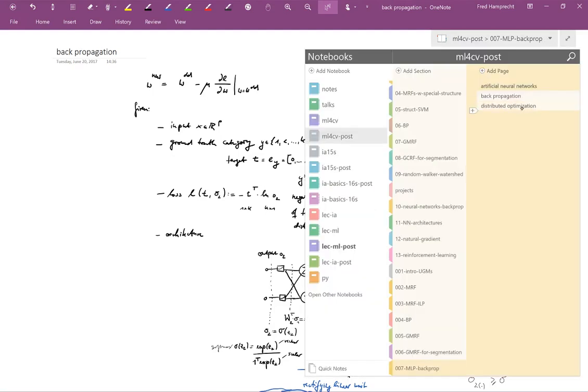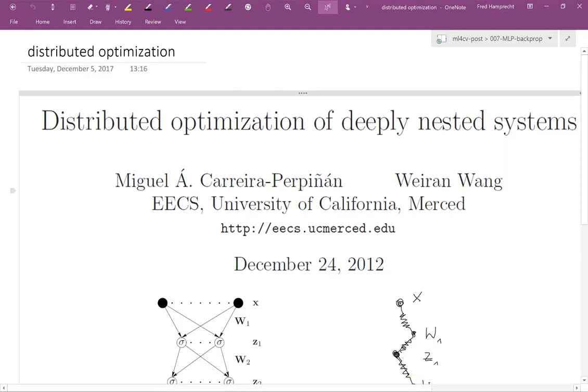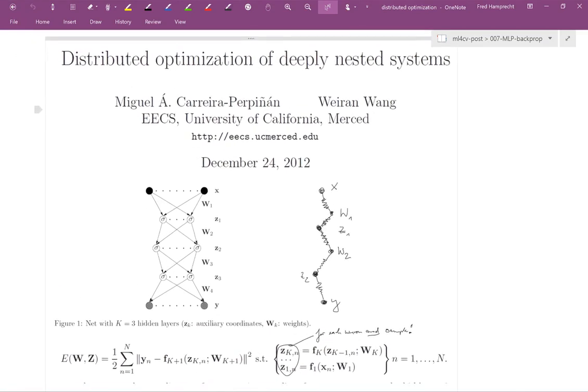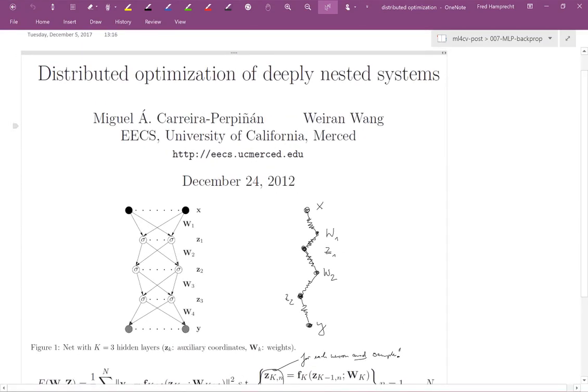Why do I still show it? For two reasons. One is that it's not impossible that future hardware architectures may use this rather than backpropagation. And also, to give you a bigger mental picture, to show you that backpropagation is not the only thing possible. So this idea is nicely written up in this paper by Carreira-Perpiñán and Wang.